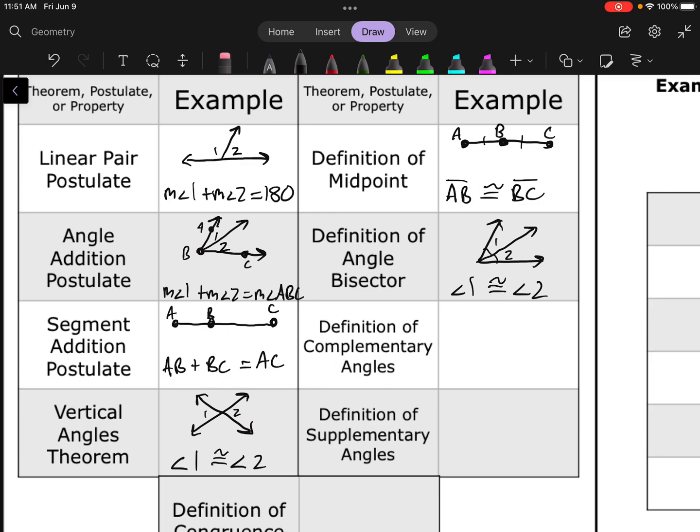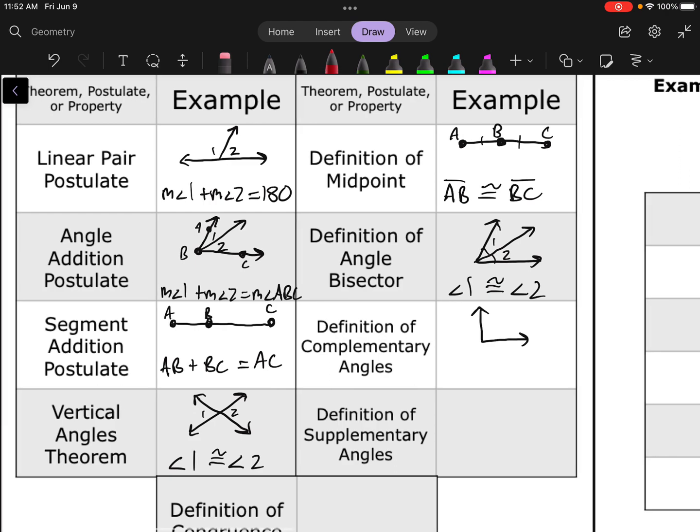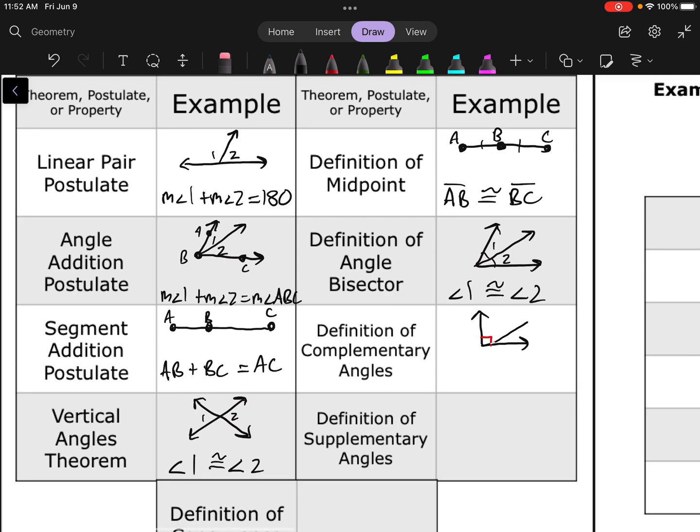Next, we have complementary angles. Now, I'm going to draw them to be adjacent, but they don't need to be adjacent. If you know that two angles are complementary, like if it's in the given, then what that means is that those two angles, angle 1 and angle 2, must add up to be 90. So the measure of angle 1 plus the measure of angle 2 is equal to 90.